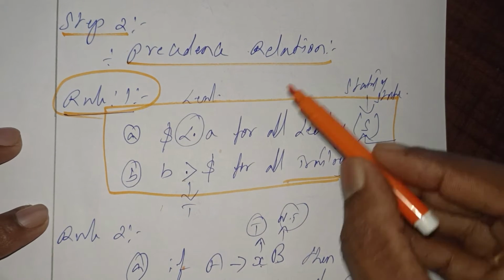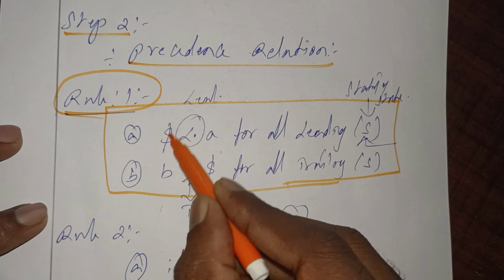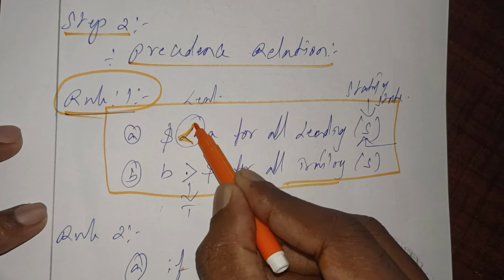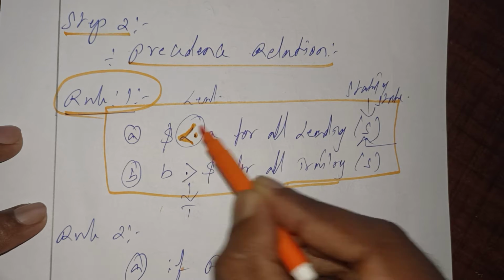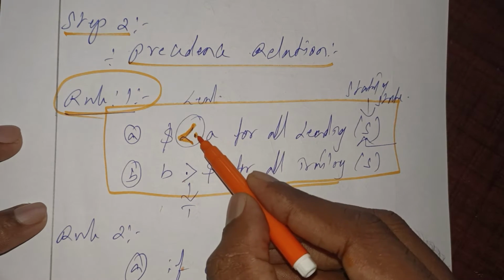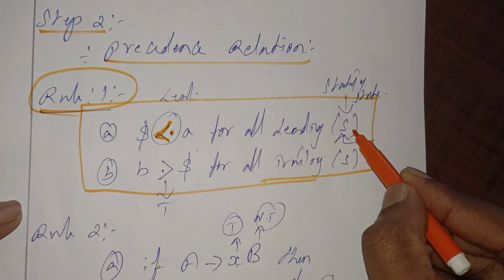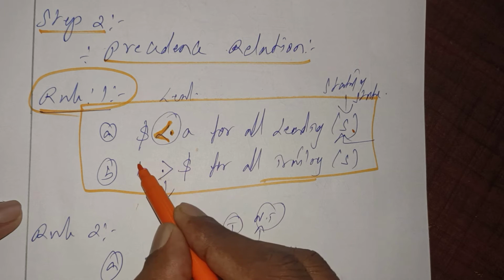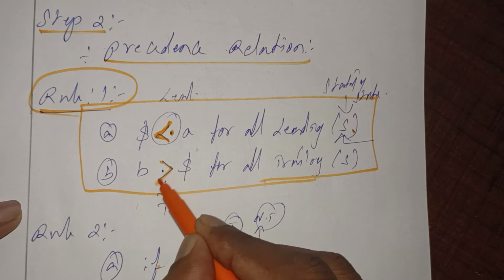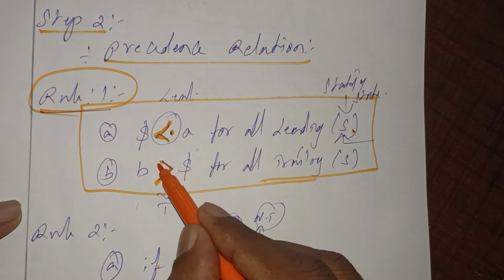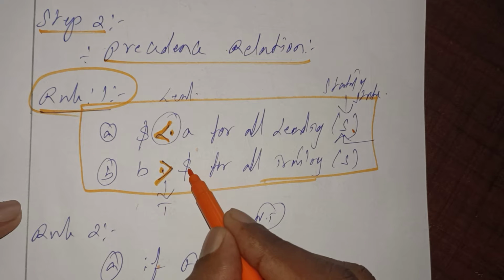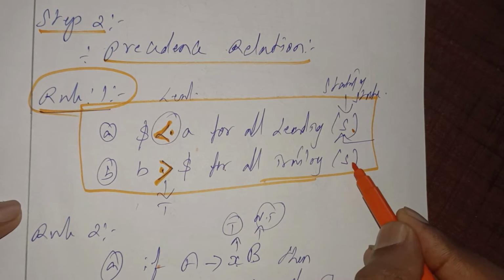Rule number one: dollar is called a trailing symbol, that is, this symbol represents less than dot, a trailing symbol, small a, for all leading of S. Again, small b is a trailing symbol, and this symbol represents dollar for all trailing of S.